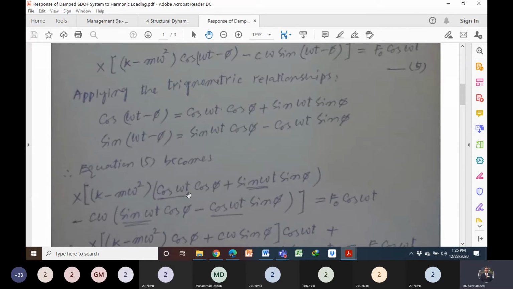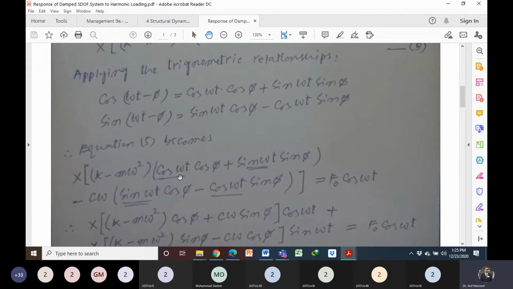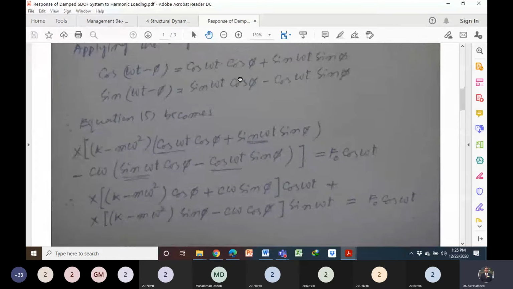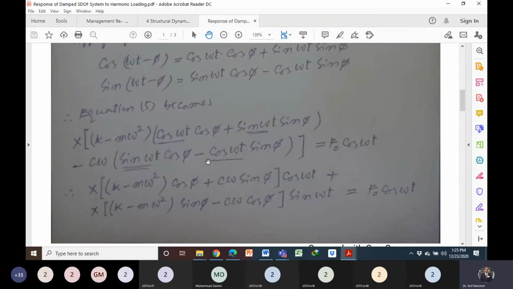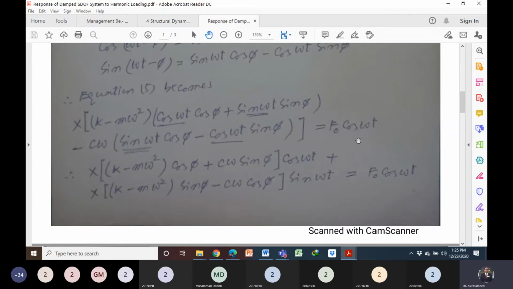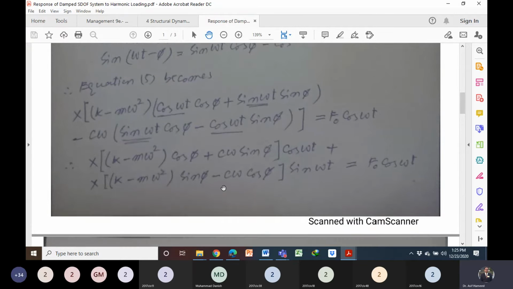Cosine alpha, cosine omega t, cosine of phi plus sine omega t, sine of phi. Similarly, for sine omega t minus phi, we have sine omega t cosine of alpha minus cosine of omega t sine of alpha. On the right hand side, we have F naught cosine of omega t, right? So we have the term cosine omega t here, this term and this term. We can combine the first and the fourth term. X is outside, multiplied with all the terms. It can be written outside.